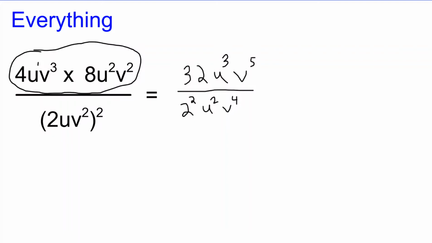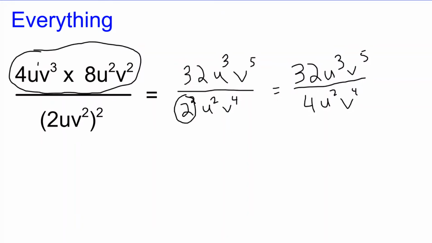Now we're going to clean up the bottom a bit here because we have a 2 to the power of 2. So we need to make that what it really is. And if you're not sure, you can always use your calculator to check what 2 to the power of 2 is. It's 4, so we have 4, u to the power of 2 and v to the power of 4. The only thing we changed here is we got rid of 2 to the power of 2 and made it 4.